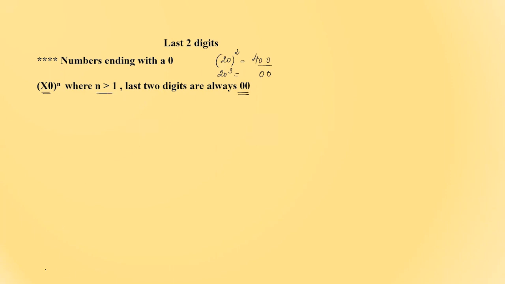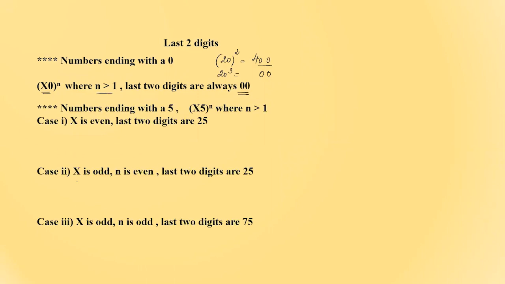Now, the second one: numbers that end with a 5. Numbers that end with a 5 can be split this way. Let this x be anything. It could be a single digit number, two digit number, three digit number, four digit number, whatever. But ultimately the ending is going to be 5.